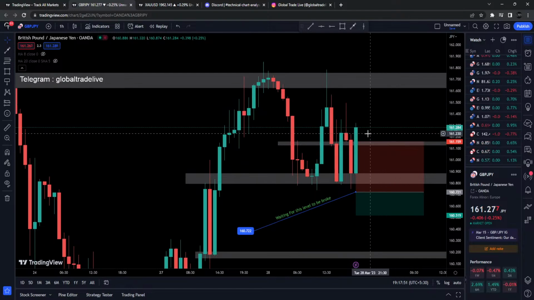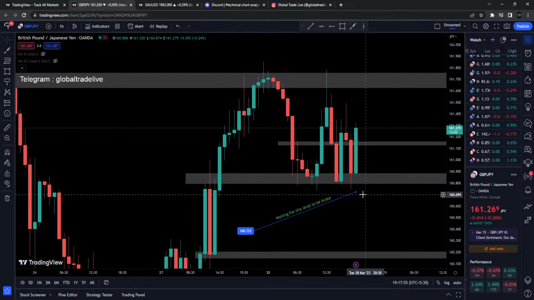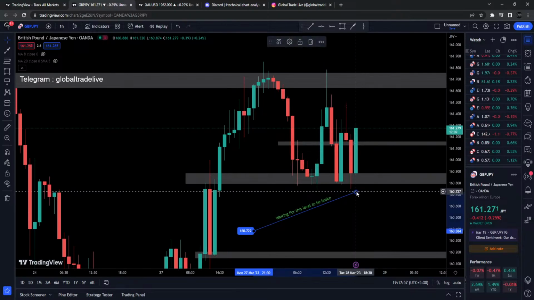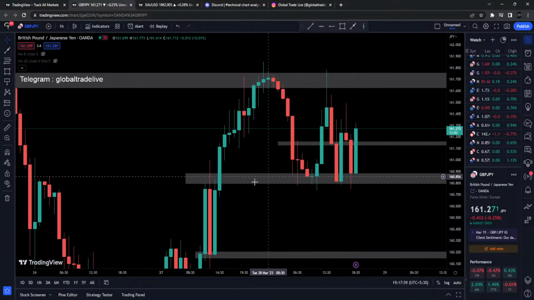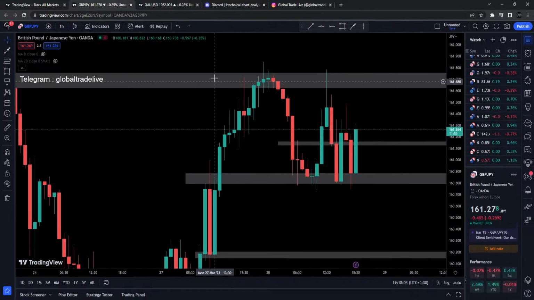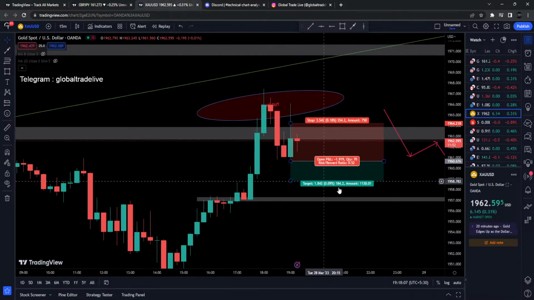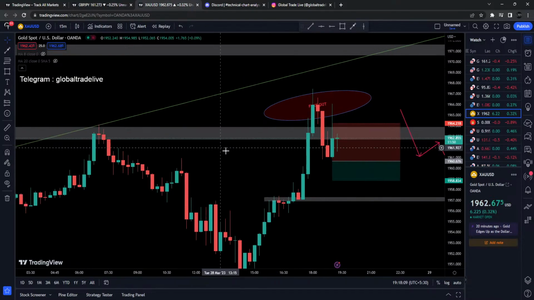Look over here, GJ is now moving up. So there is no point in waiting for sells in GBP JPY, because there is no selling coming in GBP JPY right now. So I'm just going to focus on gold.